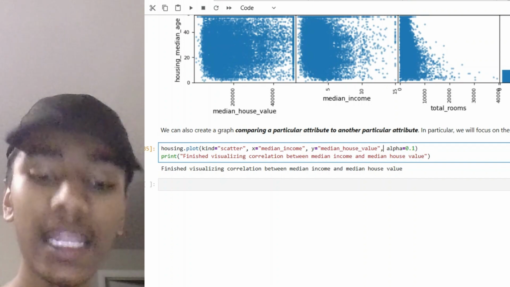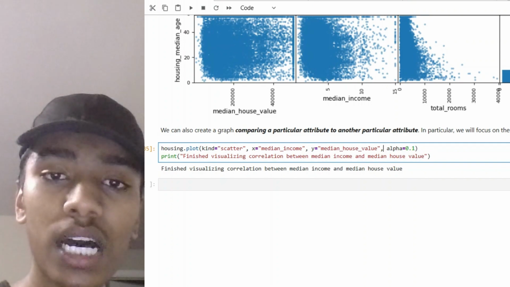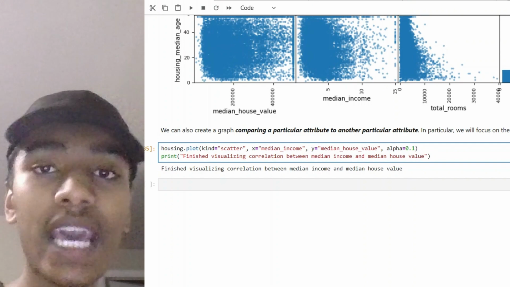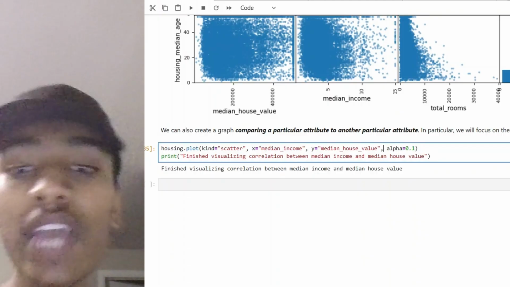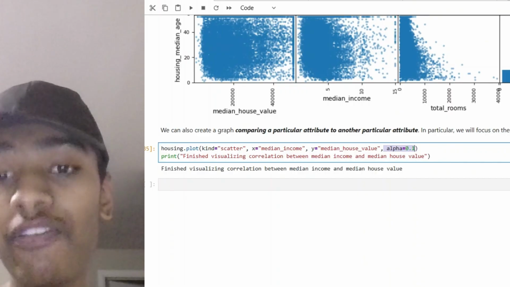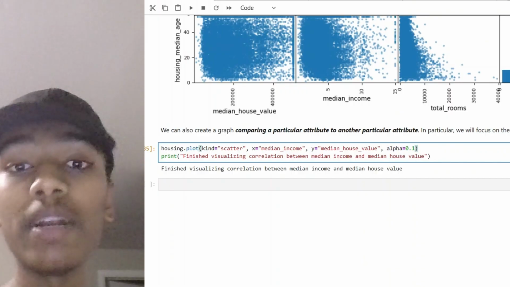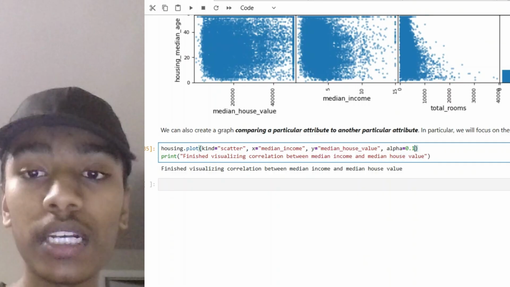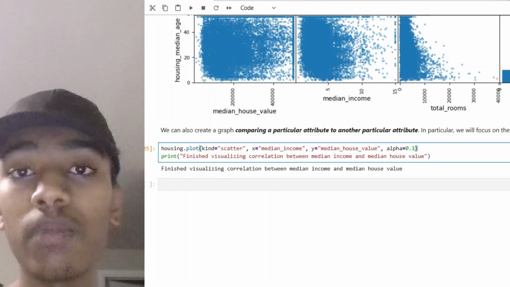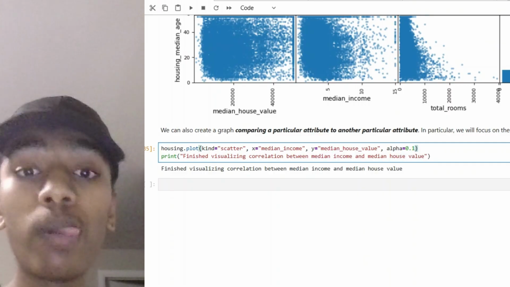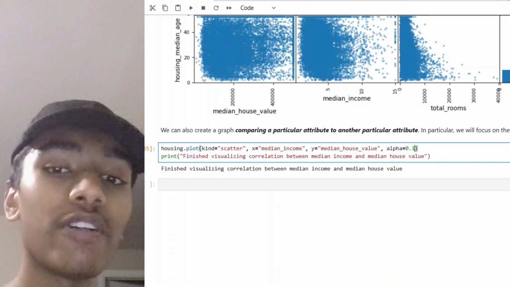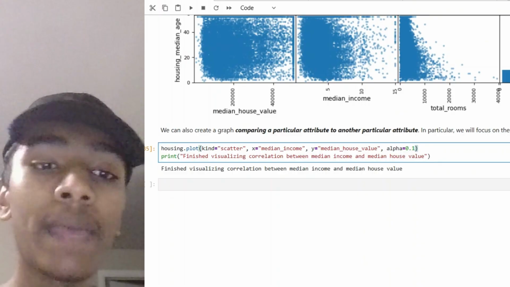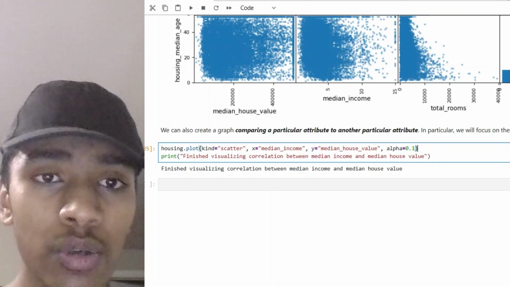Well, in that case, let's say a particular area was extremely dark. Would we be able to determine anything from that? No, we wouldn't be able to determine anything. But if we have a very low alpha value, we would be able to determine if an area was particularly dark, we would be able to determine this is a value where a lot of districts are occurring at that particular value. Whereas if we were to have an alpha value of 1, we would not be able to determine that. Let's go ahead and run this.